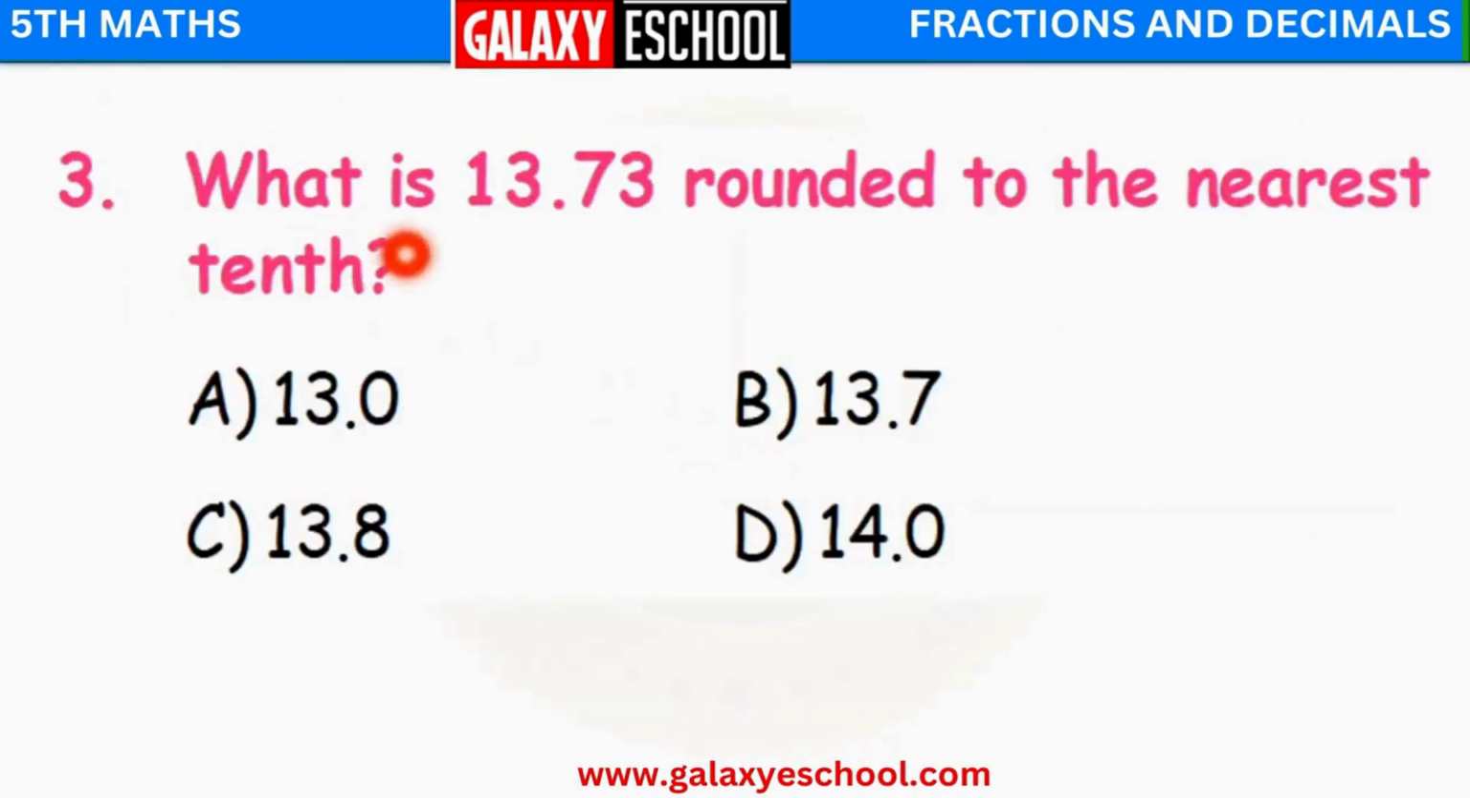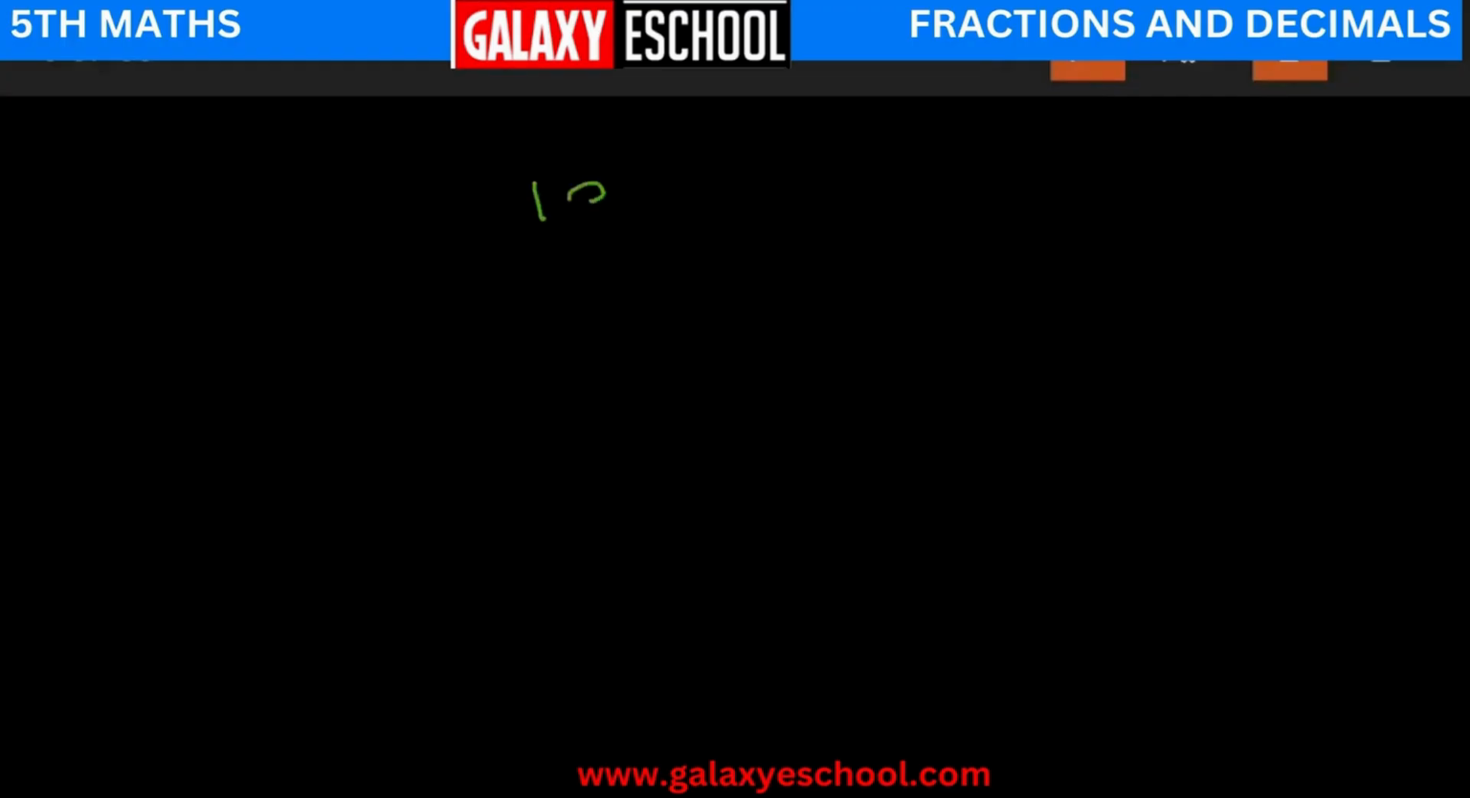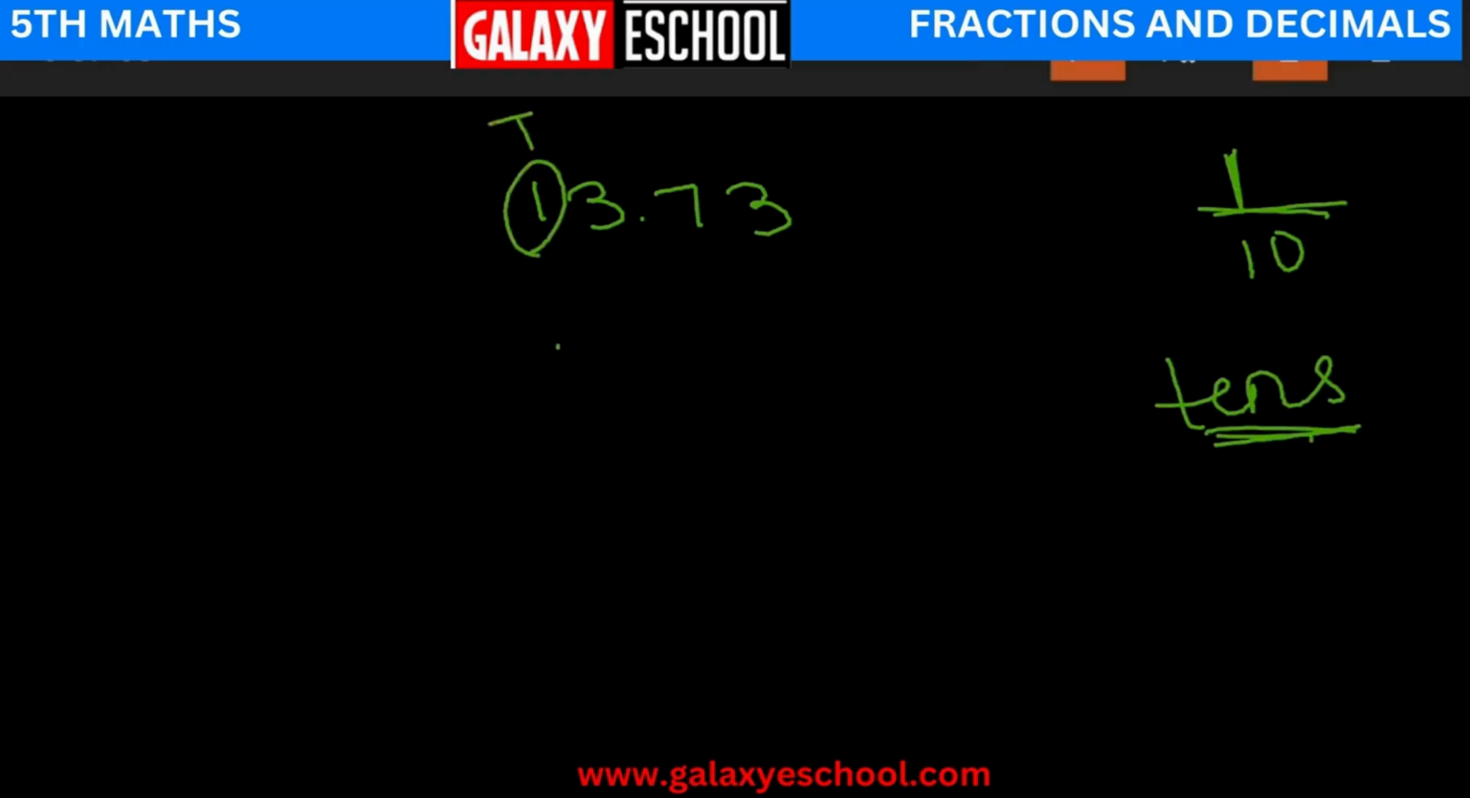Next question 3. What is 13.73 rounded to the nearest tenth? 13.73 rounded to the nearest tenth, that is the 1/10 children. If the question mentions rounded to the nearest tens, it means this one which is in tens place. But here the question says rounded off to the nearest tenth. It is nothing but rounded off to the nearest 1/10.